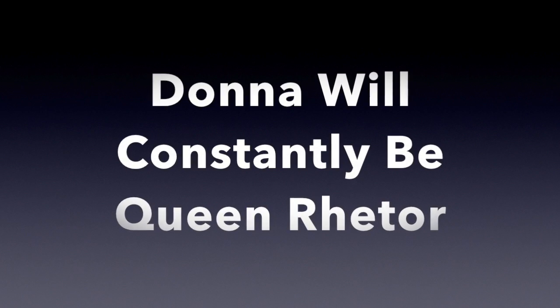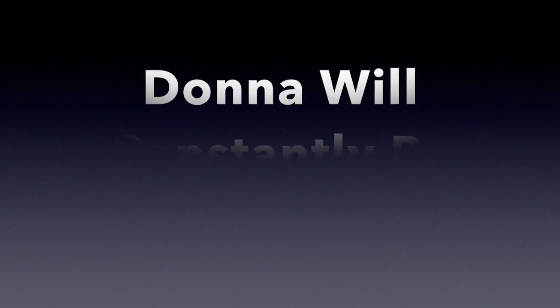So to help you guys understand and remember the Toulmin model, we came up with a name mnemonic device. Our name mnemonic device is Donna will constantly be Queen Rudder. So the D in our name mnemonic device stands for data, the W stands for warrant, the C for claim, the B for backing, the Q for qualifier, and the R for rebuttal. So again, that's Donna will constantly be Queen Rudder.